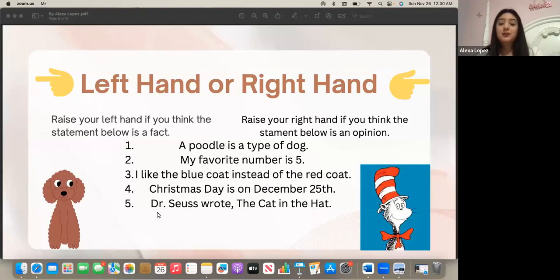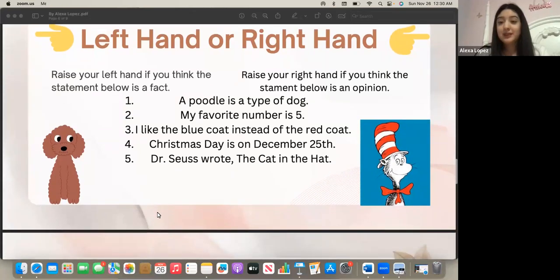Dr. Seuss wrote The Cat in the Hat. Do you think it's a fact or do you think it's an opinion? Okay, great job. I see a lot of left hands, which is correct. Dr. Seuss wrote The Cat in the Hat, which is a fact. He did write The Cat in the Hat. Remember that we read this book a couple days ago, right? Okay, great job with this activity.